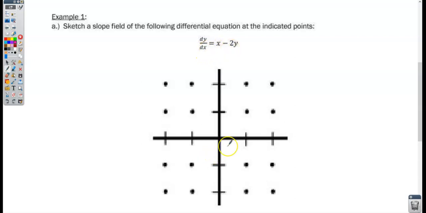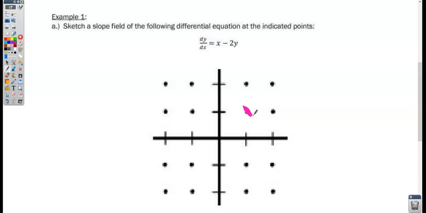So I'm going to pick one of the points in this diagram. Let's start with 1, 1. I'm going to substitute the coordinates of that point into dy dx. So I'm going to put 1 in here for x, 1 in here for y. And when I do that, I get 1 minus 2. I get negative 1 for the value of dy dx at this point, 1, 1. And since the value of dy dx at 1, 1 is negative 1, I'm going to draw a little hash mark with a slope of negative 1 at that point.